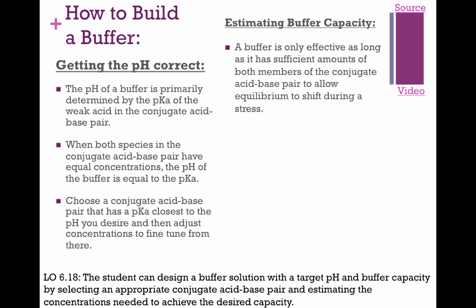How to build a buffer, we talked about this in class as well. When you are looking for the pH of a buffer, you're going to look at the pKa of the acid. If you want an acidic buffer, you're going to have a weak acid and a conjugate base. If you want a basic buffer, you're going to have a weak base and its conjugate acid. But you always look at pH compared to pKa of the acid in the pair. If you want a pH of 5, you want your pKa to be close to 5. The more equal the concentrations, the better, because then you know for sure that your pH equals your pKa. Choose a pair that has the pH closest to the pKa.